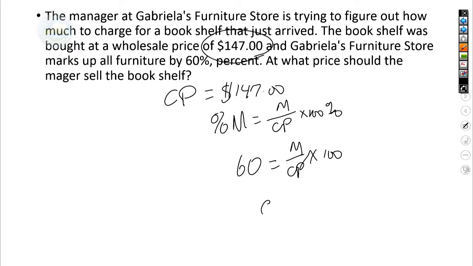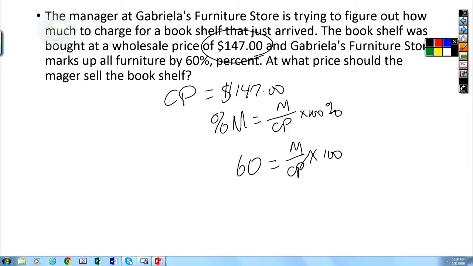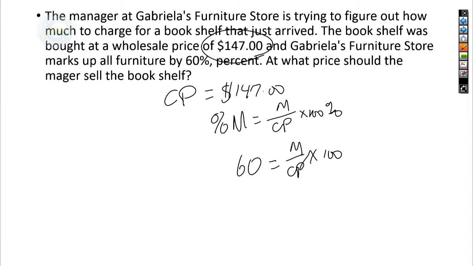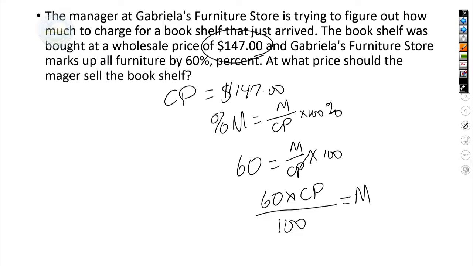So then the markup will be the 60 times the cost price over 100. And how did I do that? By transposition. Now, let's see if we can work this out. So the cost price is how much?